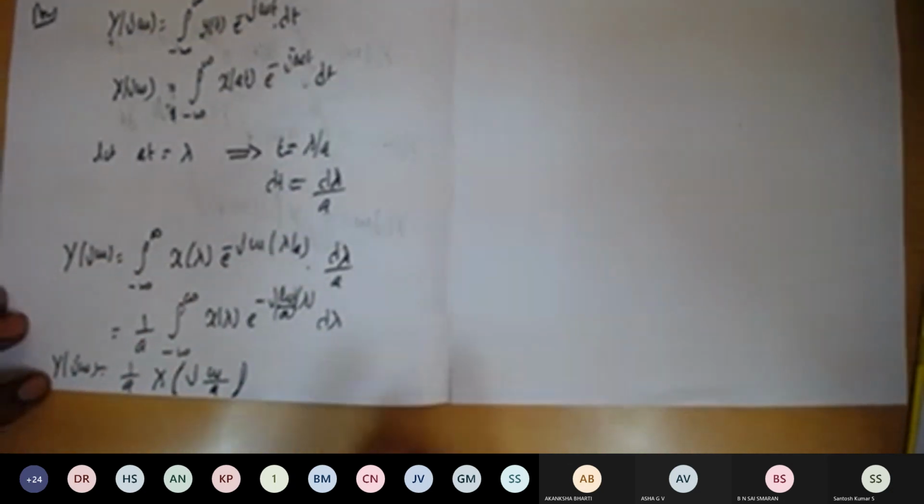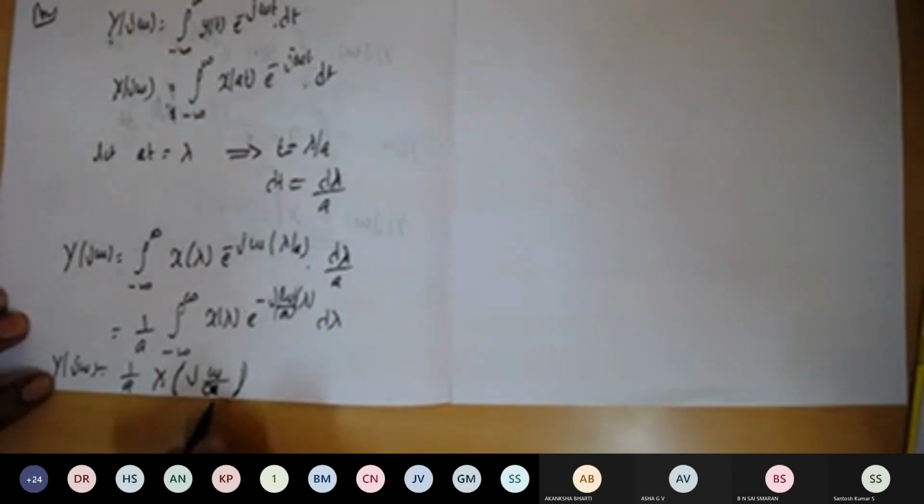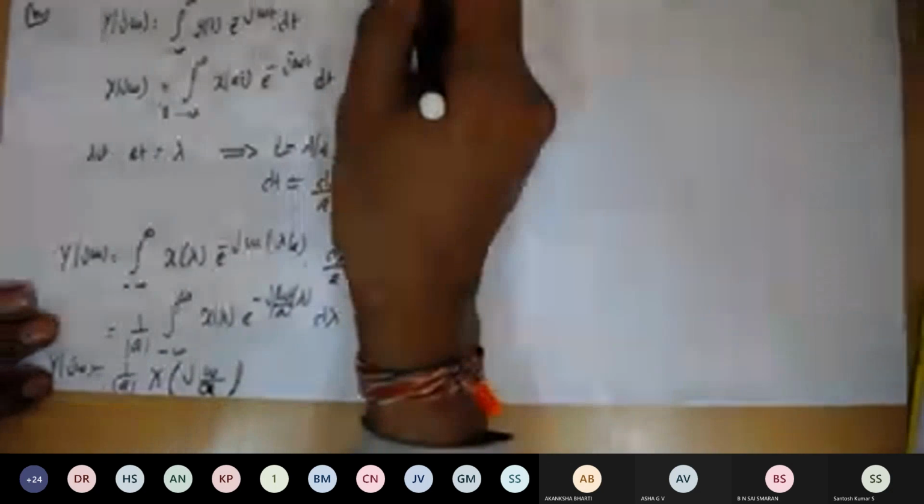1 by a into X of j omega divided by a will get. So this is a omega by a. Since we'll consider only the magnitude of a, we can write it like this: Y of j omega is equal to 1 by magnitude of a into X of j omega divided by a. So this is the property.